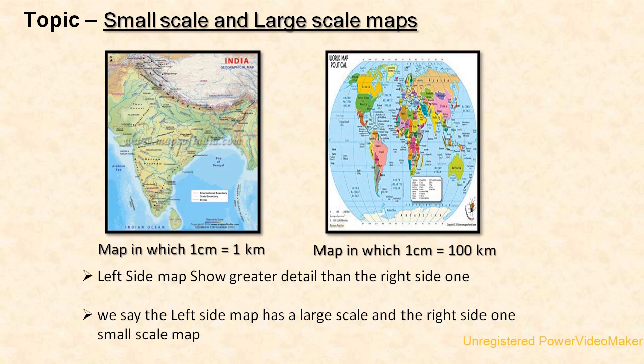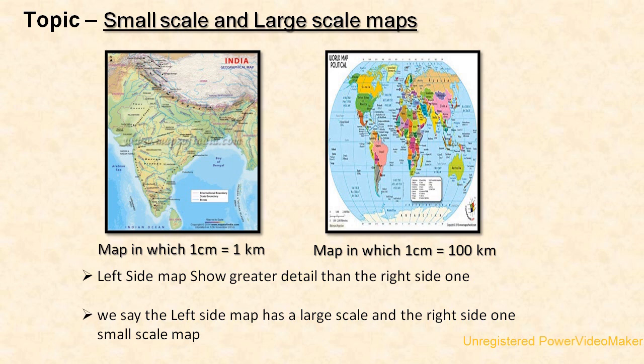But looking at the right side map, the map shows the world. In there also we can find India, but we are not able to find the details of the land. So what is the reason behind it? Here in the first map that is shown on the left side of the screen, we took a scale of 1 centimeter is equal to 1 kilometer. That means we have enough space to show more details.